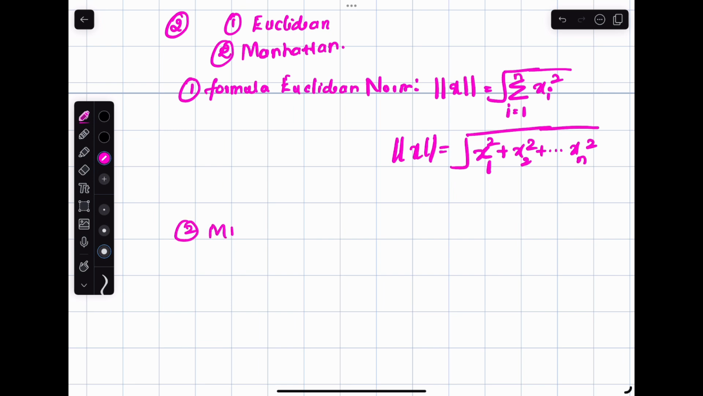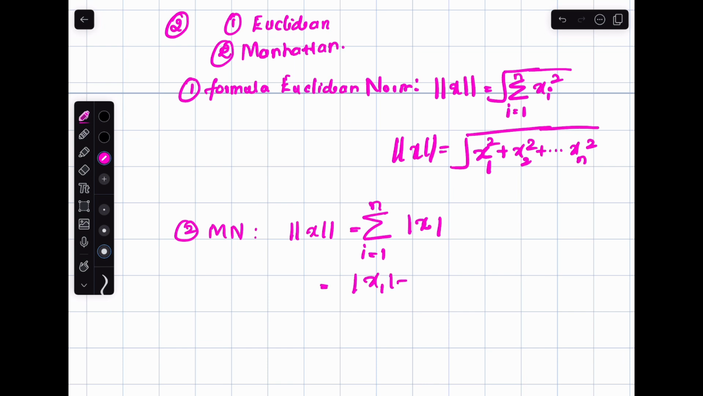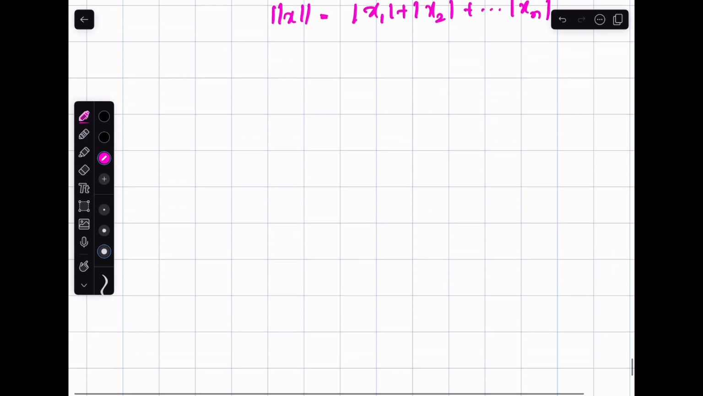All right, let us see the Manhattan norm's formula. The norm of x is equal to the summation of i equals 1 to n of the mod of xi. Now if I open it, what will happen? It is mod of x1 plus mod of x2 plus mod of x3, and so on up to mod of xn. That is the Manhattan norm of x.